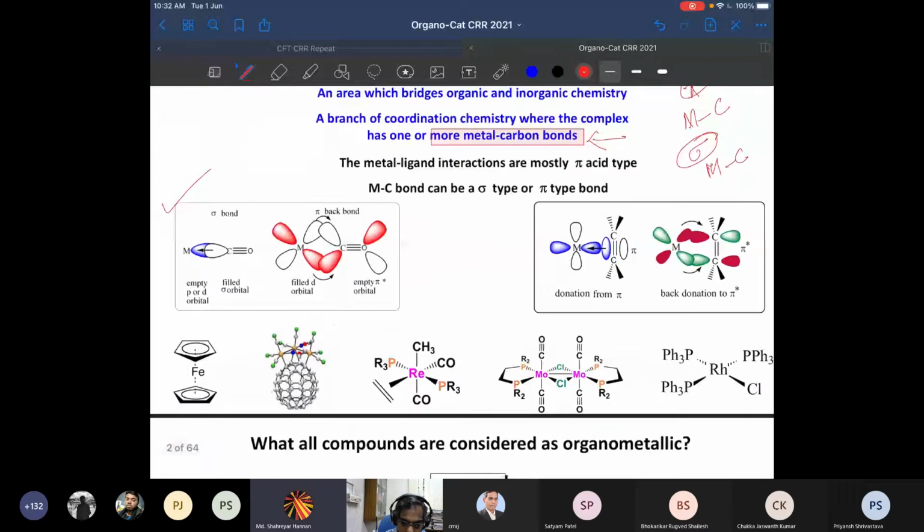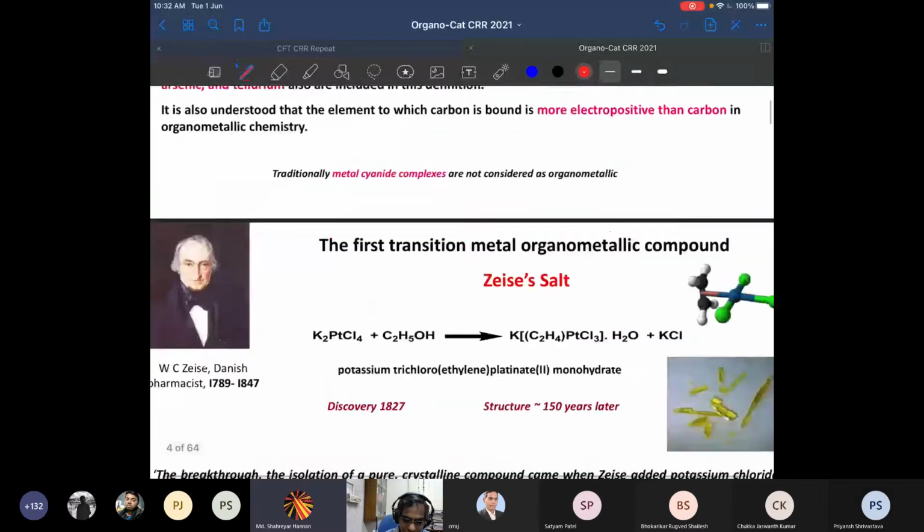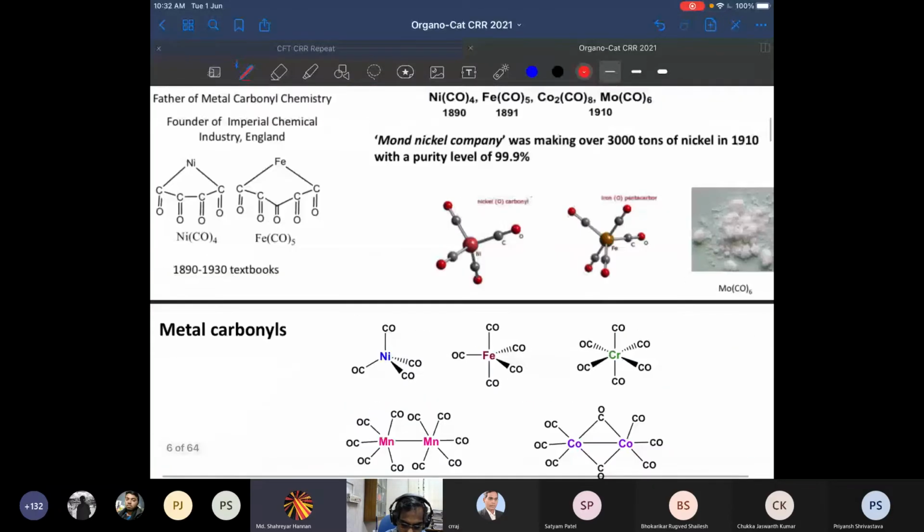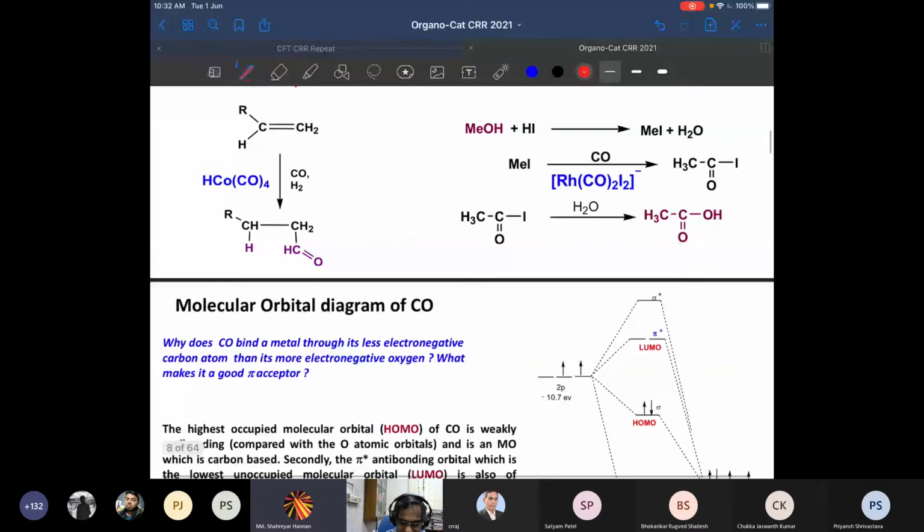Can you show the molecular orbital diagram of carbon monoxide? You want me to show again? Yeah.